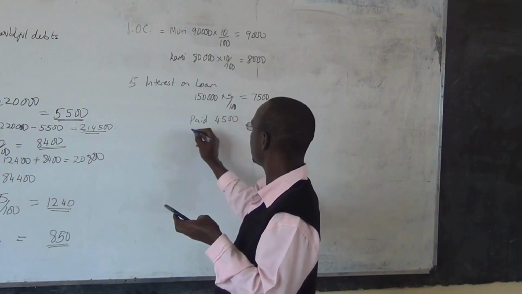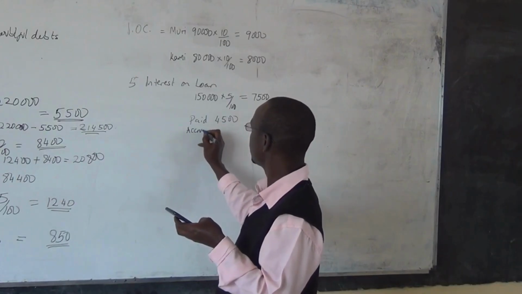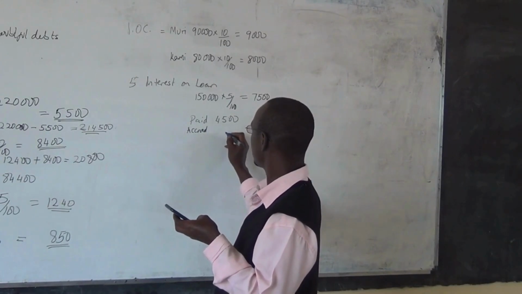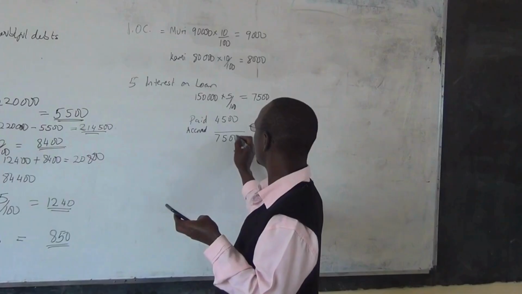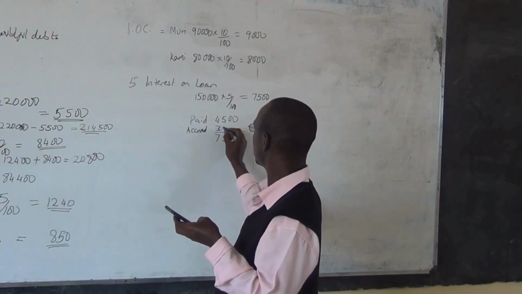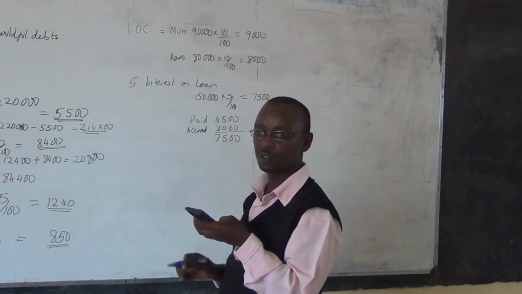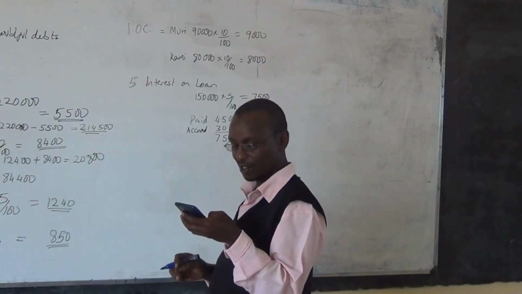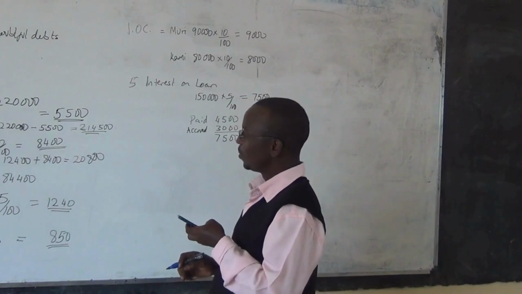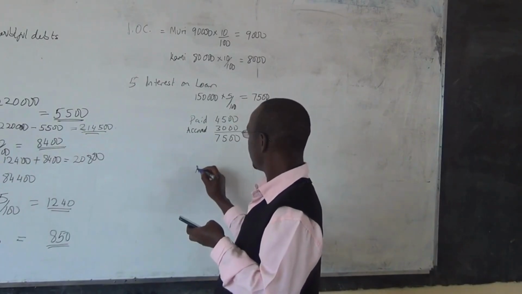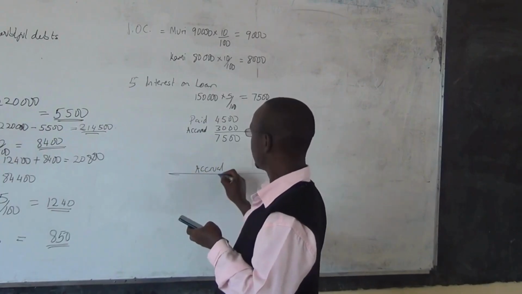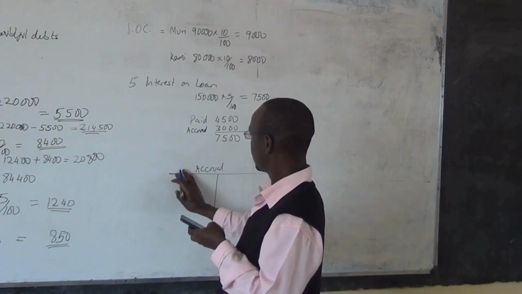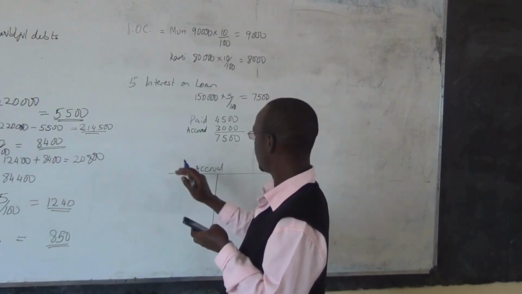4,500. It means you have accrued. How much? 7,000. No, 3,000. It's accrued, it's not paid. Okay. What else is not paid? The salaries. Yeah, the salaries.